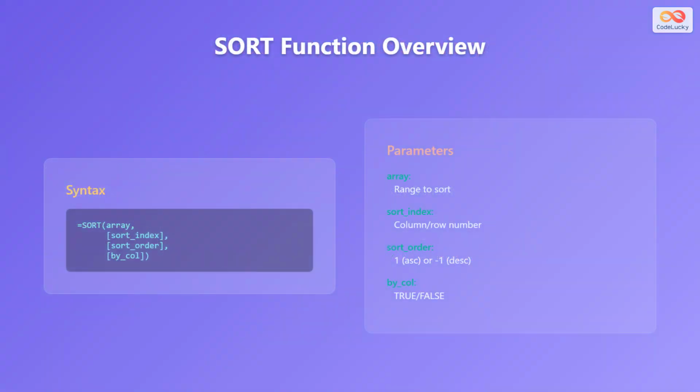Now let's dive into the sort function. The syntax for the sort function is as follows: equals sort, open parenthesis, array, comma, sort index, comma, sort order, comma, by column, close parenthesis. Let's break down the parameters. The array parameter refers to the range that you want to sort. The sort index parameter specifies the column or row number you want to sort by. The sort order parameter determines whether you want to sort in ascending order, represented by 1, or descending order, represented by -1. The by column parameter determines whether you are sorting by column, which is true, or by row, which is false.